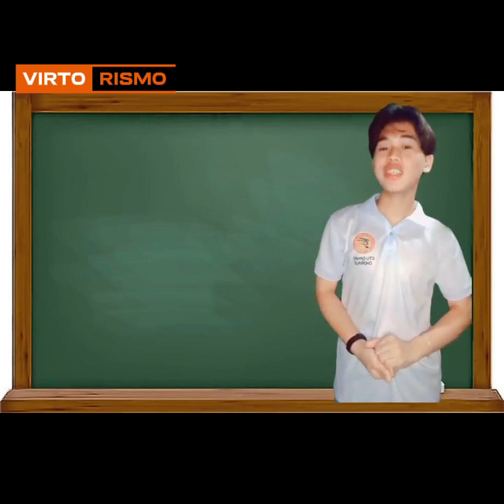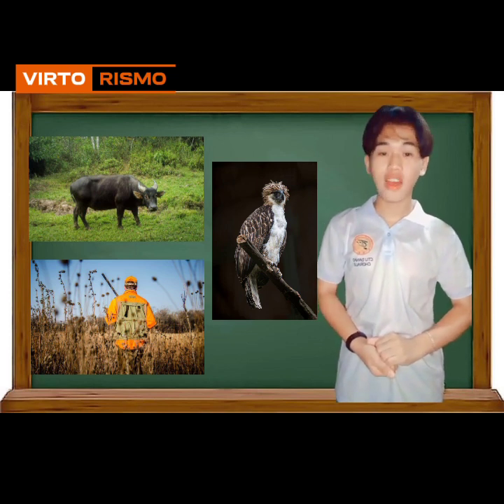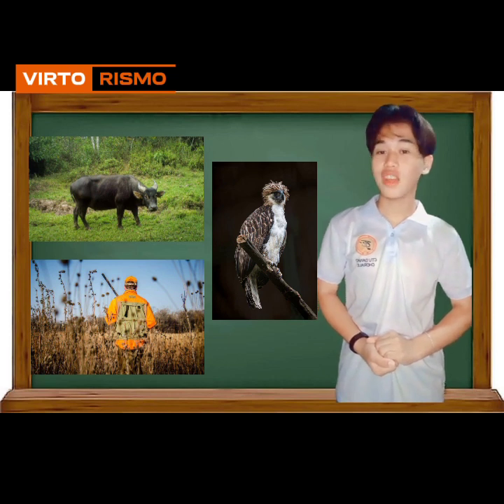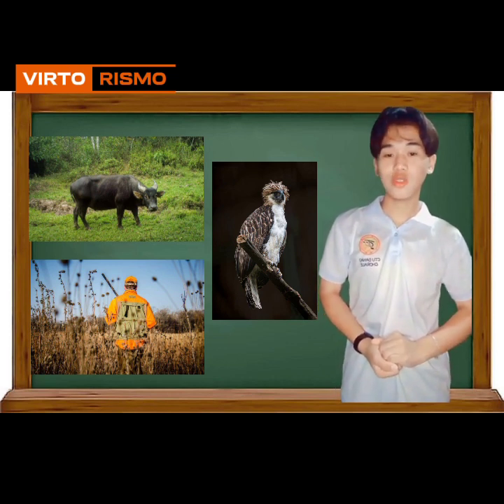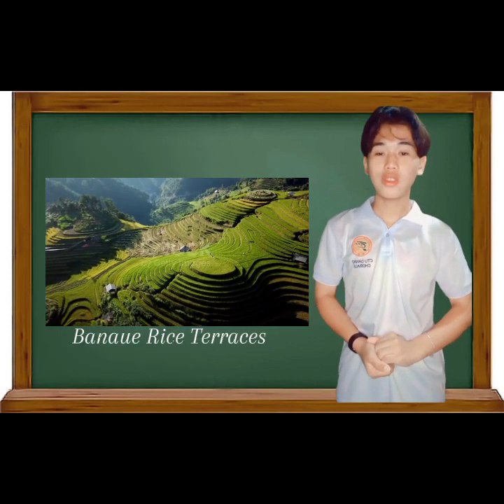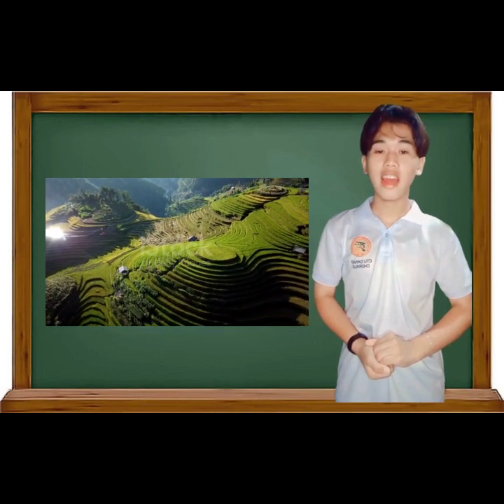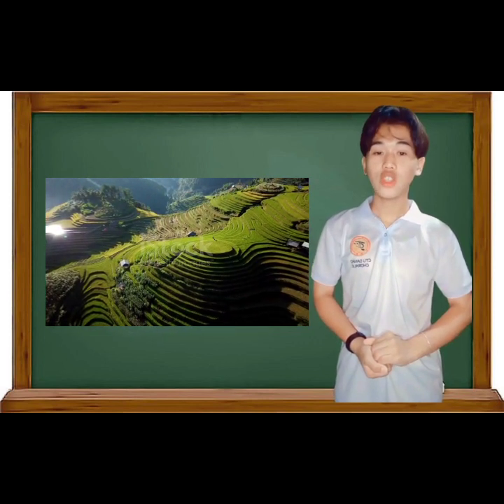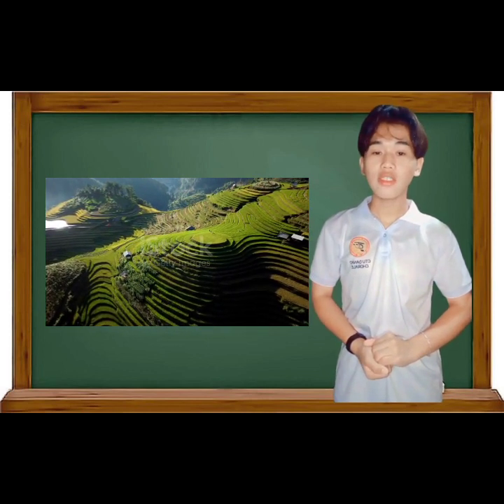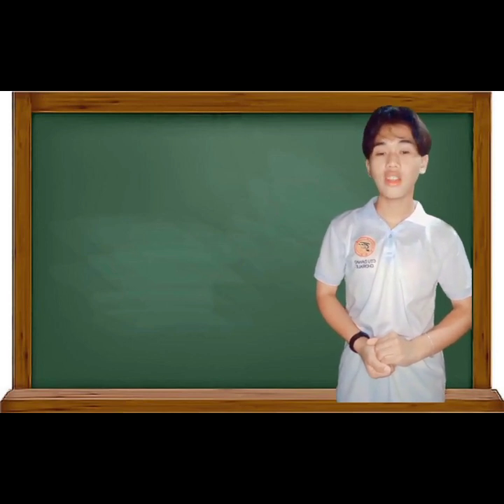So what is species extinction? Species extinction is the complete disappearance of a species from Earth. Species extinction in the Philippines is a significant concern as our country is known for its rich biodiversity. The Philippines is one of the world's biodiversity hotspots, hosting a diverse range of plant and animal species, many of which are found nowhere else in the world. However, several factors contribute to the alarming rates of species extinction in our country.